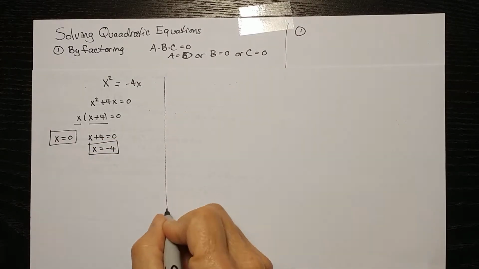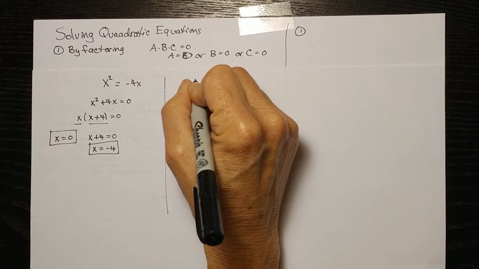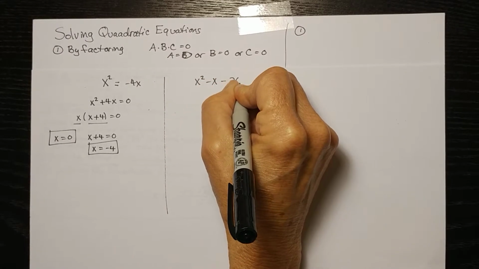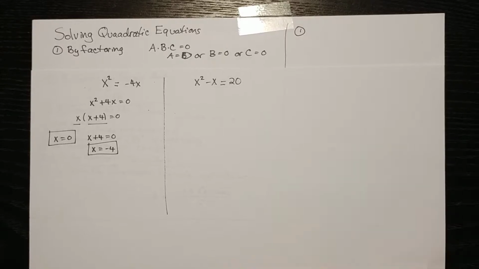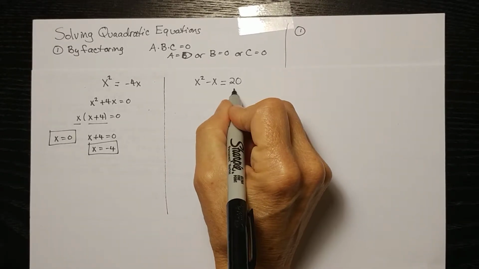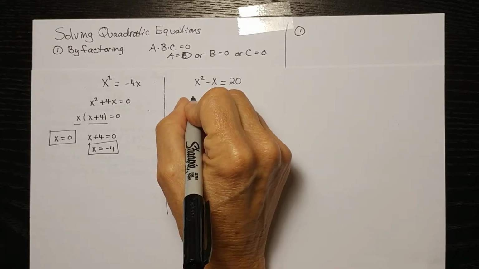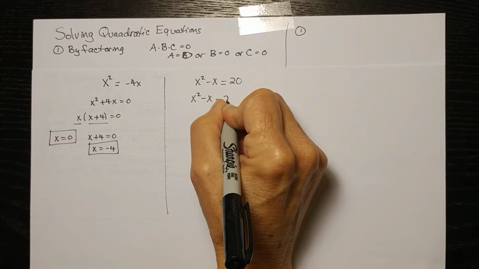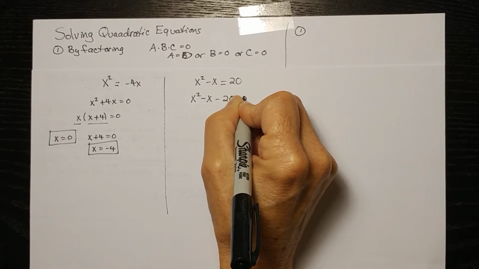Okay, here is another example. What if they gave us this one? x squared minus x minus 20 is equal to 20. Let's say they said solve this one. In order to solve this by factoring, we want to get a 0 on the right-hand side. So we'll say x squared minus x minus 20 is equal to 0.